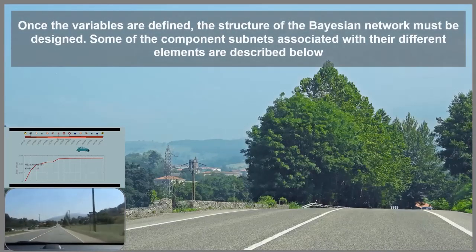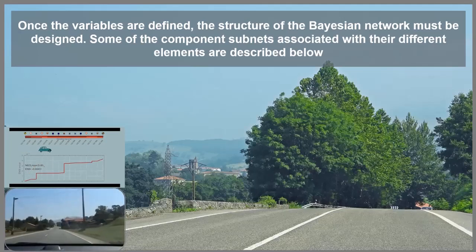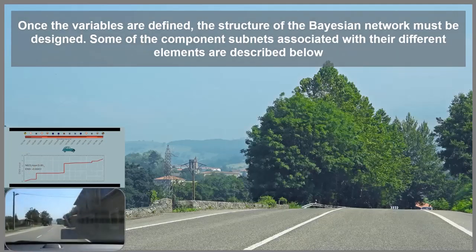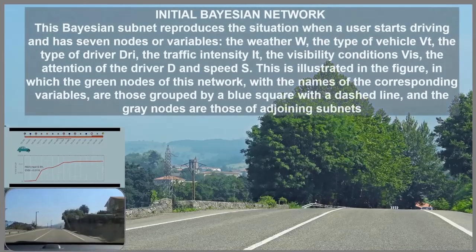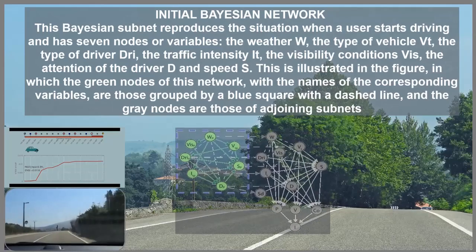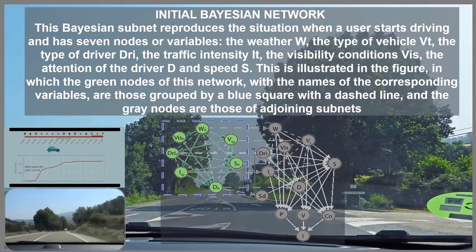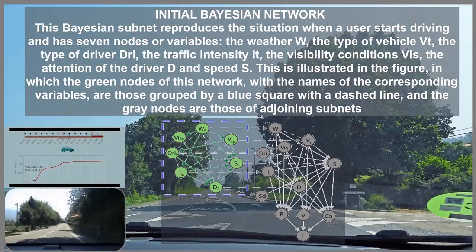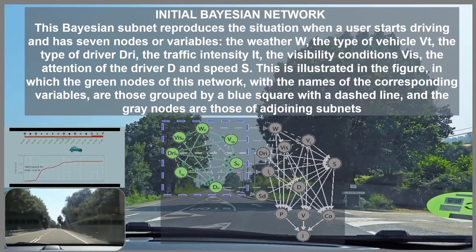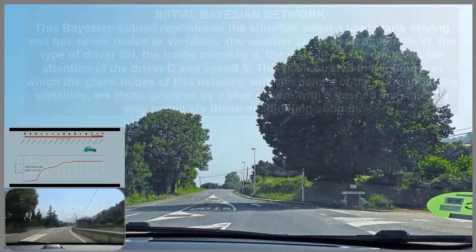Once the variables are defined, the structure of the Bayesian network must be designed. Some of the component subnets associated with their different elements are described below. Initial Bayesian network. This Bayesian subnet reproduces the situation when a user starts driving and has 7 nodes or variables: the weather W, the type of vehicle VT, the type of driver DRI, the traffic intensity IT, the visibility conditions VIS, the attention of the driver D and speed S. This is illustrated in the figure, in which the green nodes of this network, with the names of the corresponding variables, are those grouped by a blue square with a dashed line, and the gray nodes are those of adjoining subnets.